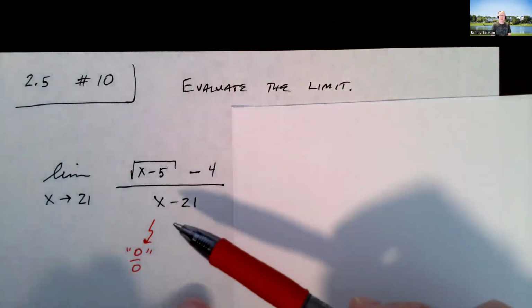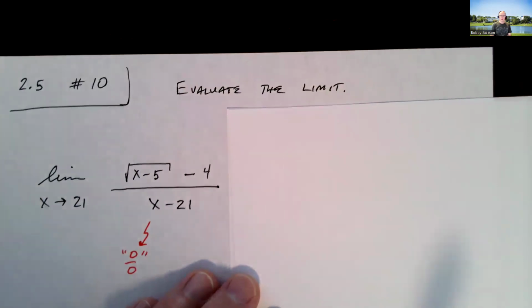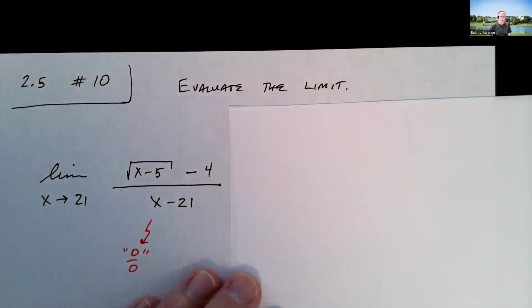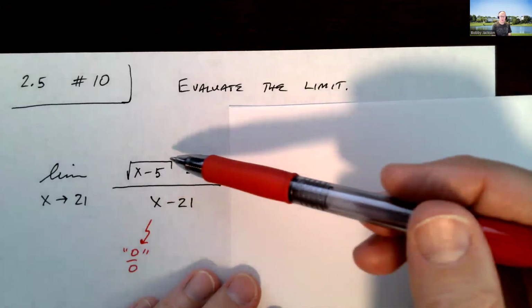Doesn't mean the limit doesn't exist. It means we've got work to do. So what's the work that we're going to do? Well, I've got it hidden here. Do you remember what we're going to do? We're going to rationalize the numerator. You see this radical expression up here.